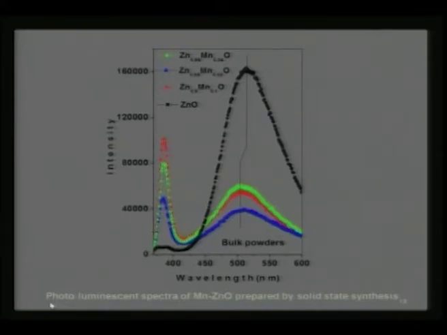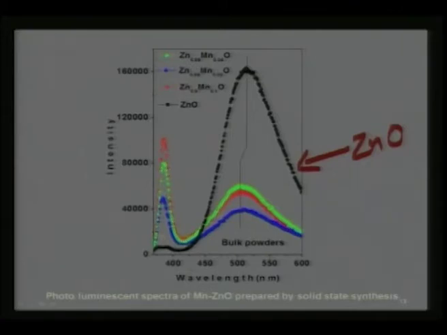If we take the photoluminescence spectra of manganese doped zinc oxide, you can clearly see that this is the peak for undoped ZnO powder which is synthesized by solid state. All we can see here is a defect induced PL emission that is characteristic of this 550 broad peak. If it is really band to band edge, as I have discussed earlier in the other lectures, the band to band edge should actually come here at 380.